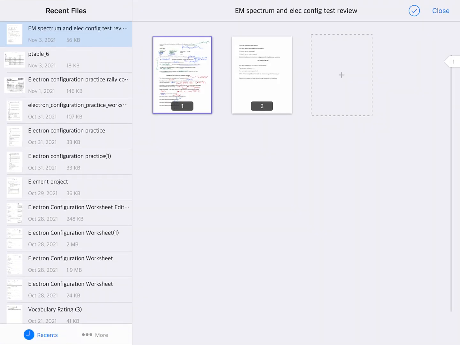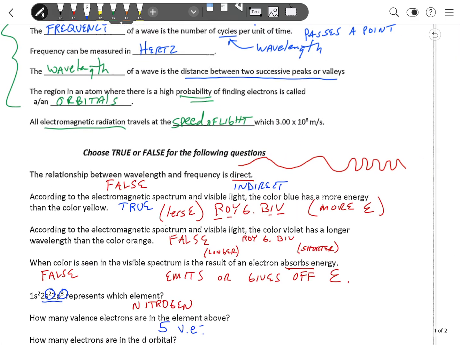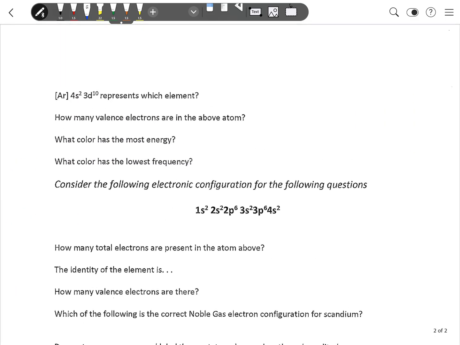All right, so let's go. Let me go to the second part of this. This is noble gas notation for the electron configuration for each element or each atom. Noble gas notation. So we have Ar 4s2 3d10.